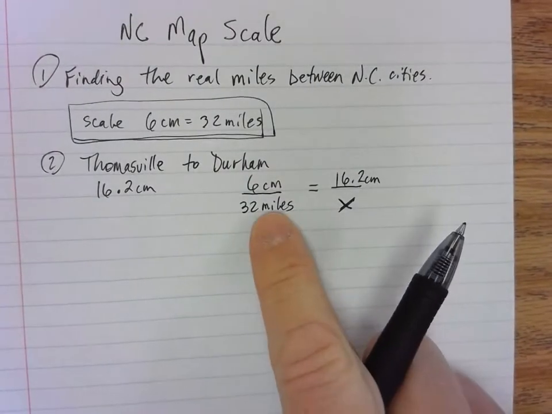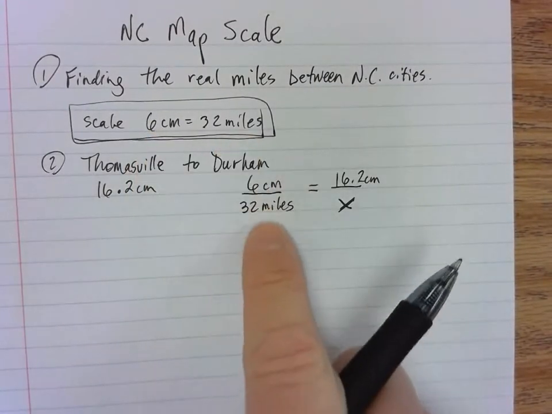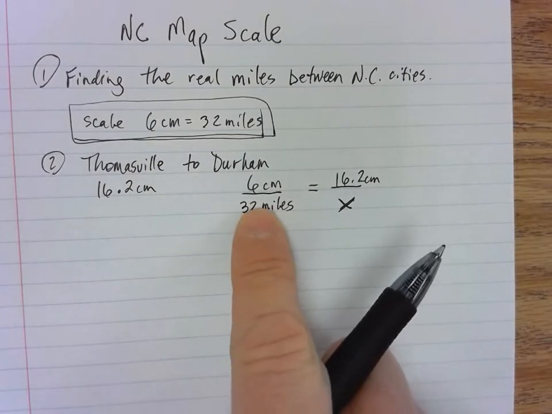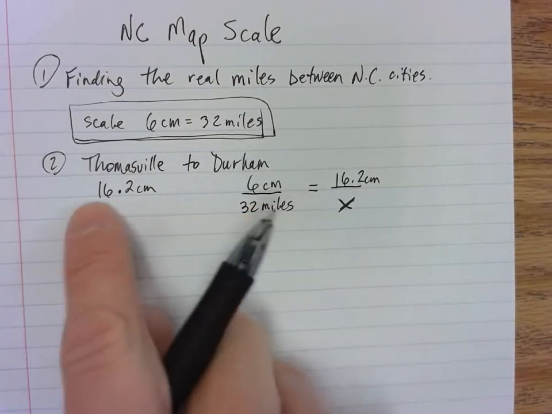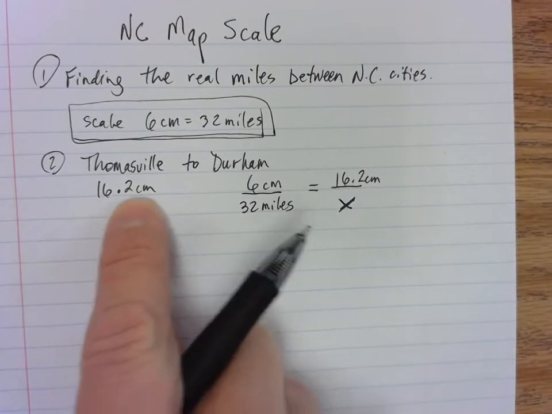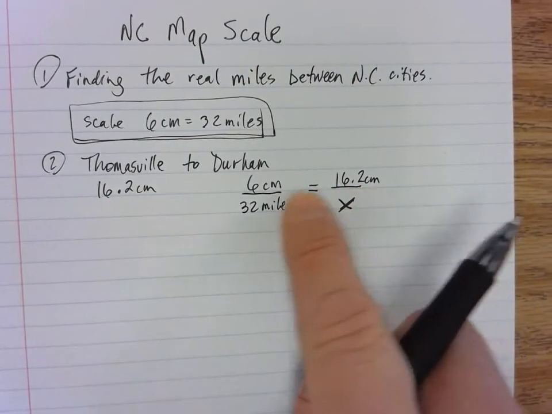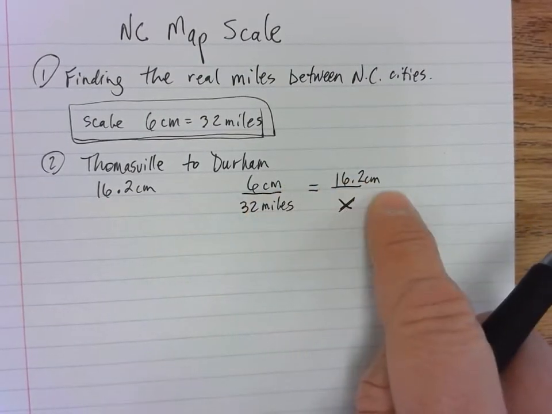Okay, so you always want to put the scale down first. So that's the 6 centimeters over 32 miles. Just copy it down as a ratio right there. Then take your measurement that you got on your ruler and put it in the top over there, because that's centimeters on top on that one, and that's centimeters on top on that one.